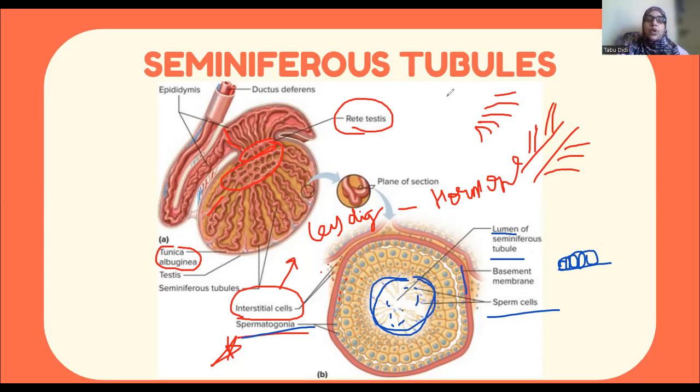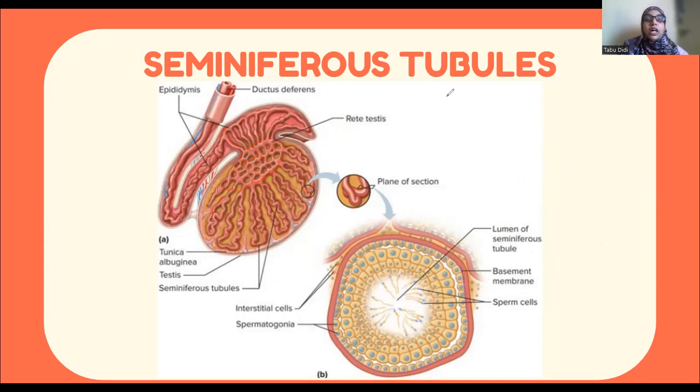Clear? So this is all about the transverse section of the seminiferous tubule. You have to know all these labelings. They might give you a diagram and ask you to label, or they might just ask you to draw and also label. So 2 marks for drawing and labeling, 3 marks if you have to draw also and label also. If only labeling, it might just come for 2 marks.